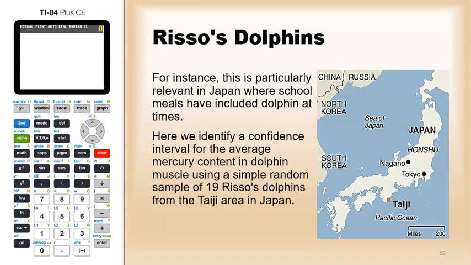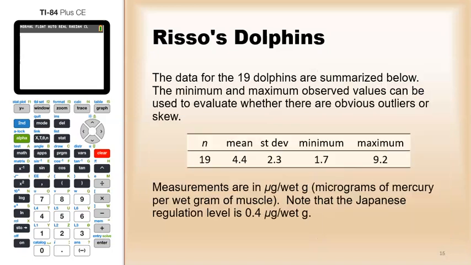So here, we'll identify a confidence interval for the average mercury content in dolphin muscle using a simple random sample of 19 dolphins from the Taiji area in Japan, which would be the southern part of Japan. The data for the 19 dolphins are summarized here. The minimum and maximum observed values can be used to evaluate whether there are any obvious outliers. Measurements are in terms of micrograms per wet gram of muscle.